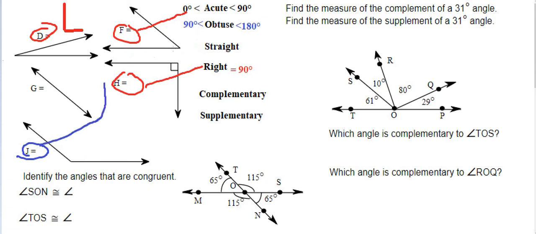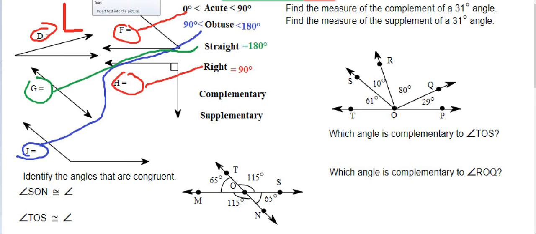Now, a straight line is going to be equal to 180 degrees. Just a straight line, and that's going to be line G. Notice that acute is less than 90. It cannot equal 90. Obtuse is more than 90. And then there only can be one. So you can't be acute and straight or acute and obtuse. It has to be just one of those.